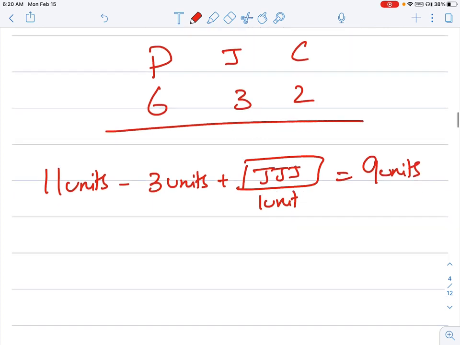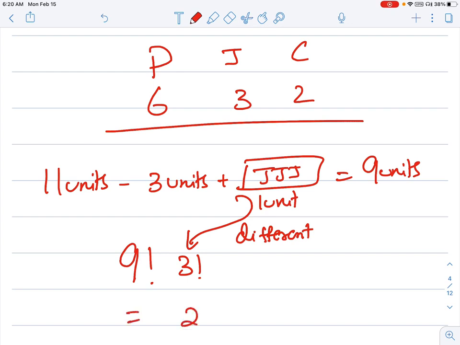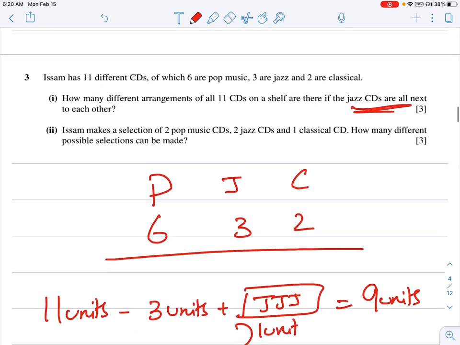9 units can be arranged in 9 factorial times this 3 factorial. The 3 jazz CDs, because the 3 are different, so 3 factorial. So 9 factorial times 3 factorial, which will become, this is the answer from the calculator.